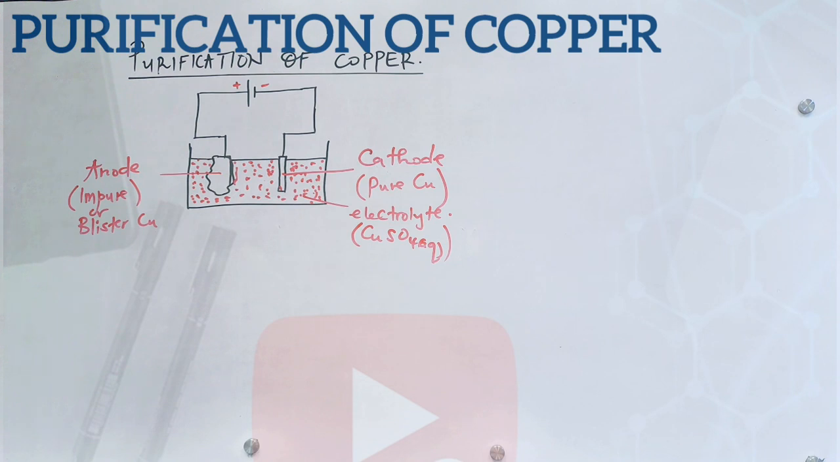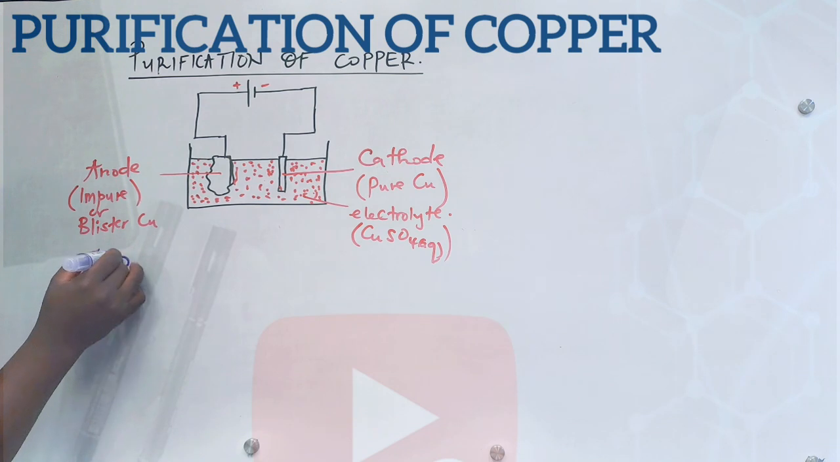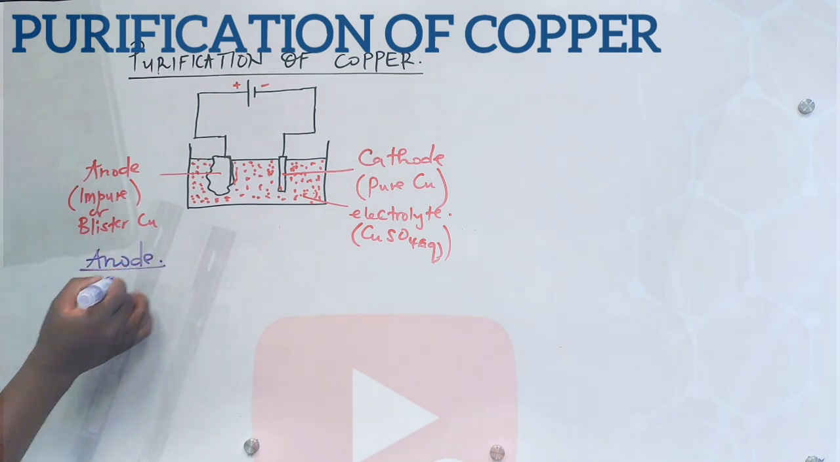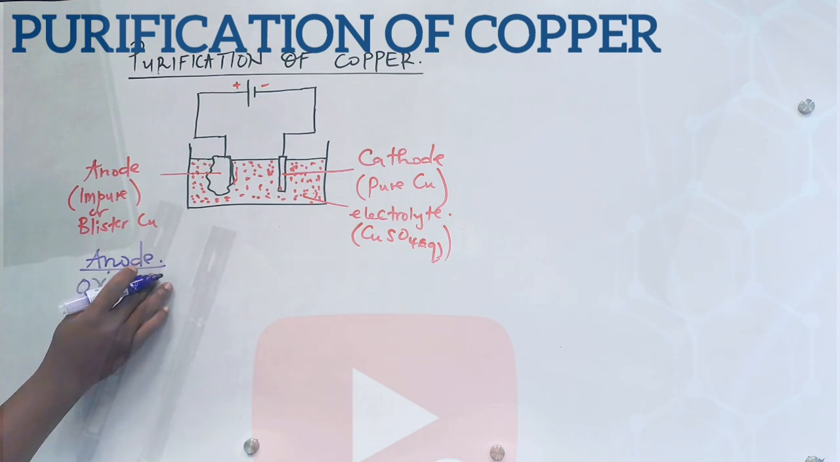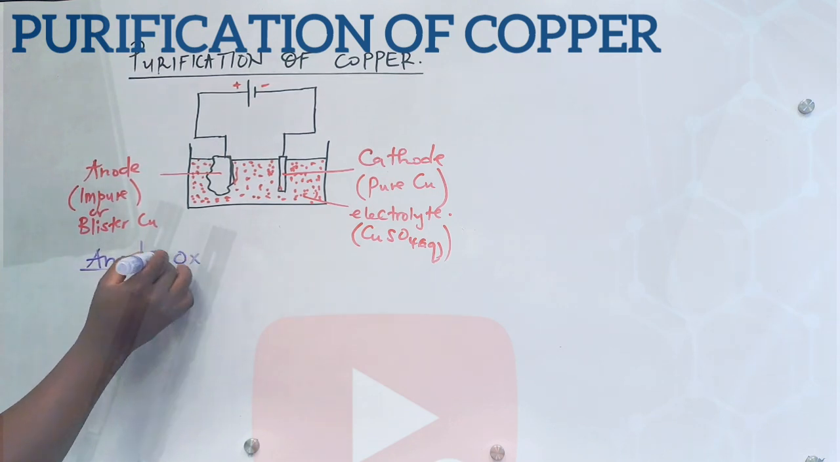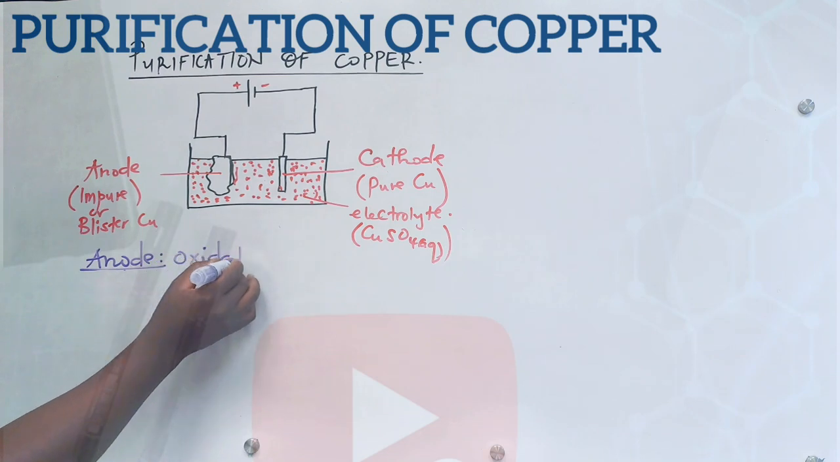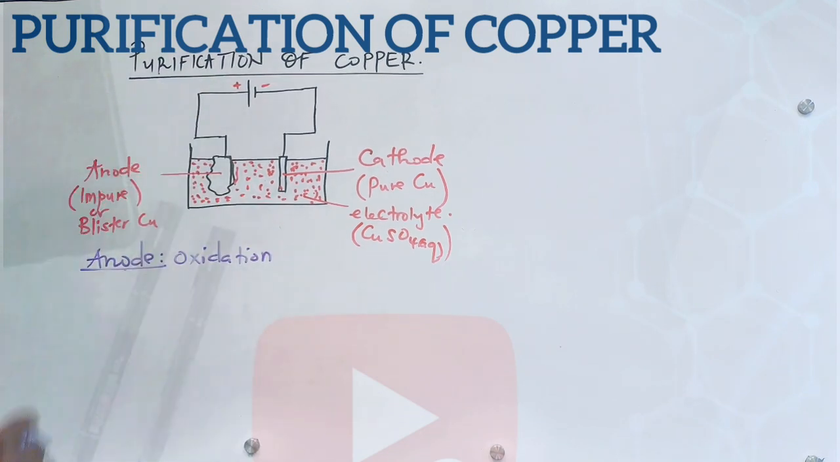So the process that happens here is at the anode, oxidation takes place. Here there is oxidation because the type of reaction that takes place throughout this cell is a redox reaction. We know a redox reaction consists of oxidation and reduction. So in this case, oxidation takes place at the anode, which is impure copper.